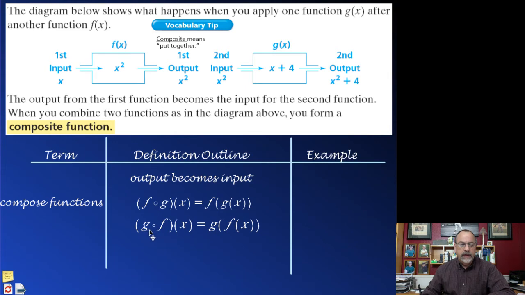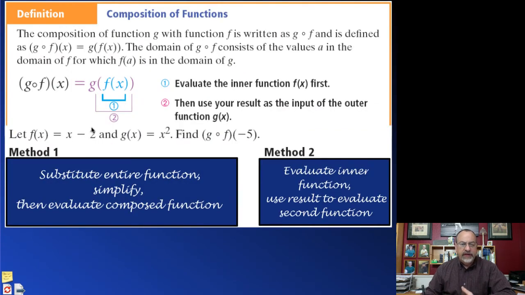Okay, so anyways, in this function, I'm taking the g function and putting it into the f, and for this expression, I'm putting the f function into the g. Okay, so let's look at an example. There are two methods for doing this, meaning I can either substitute the entire function into the other function and then simplify, and then simply plug the value into the composed function, or I can put the value into the second function first, calculate its value, and then take the result and put it into the first function. Either method will produce the same answer.